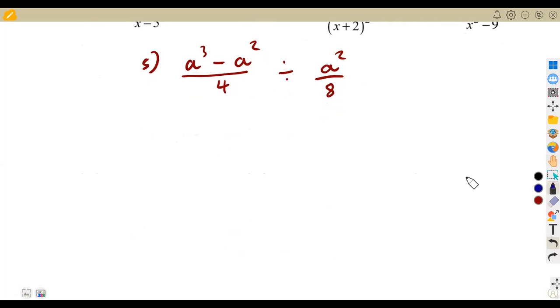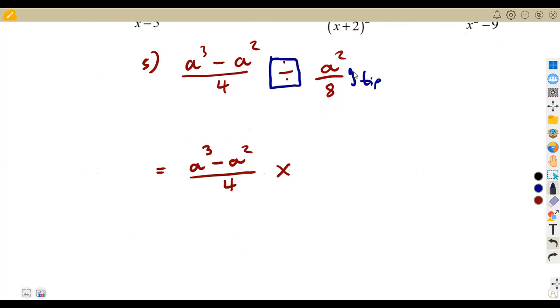So what do you do? You introduce a multiplication in place of this division, meaning you are going to be left with a cubed minus a squared over 4. The moment you introduce the multiplication here, it was a division before, now it's a multiplication, you flip the second fraction. You just interchange your second fraction. That means 8 is going to be written on top, and a squared, we are going to write down in the denominator. So that is what we are now having at the end.